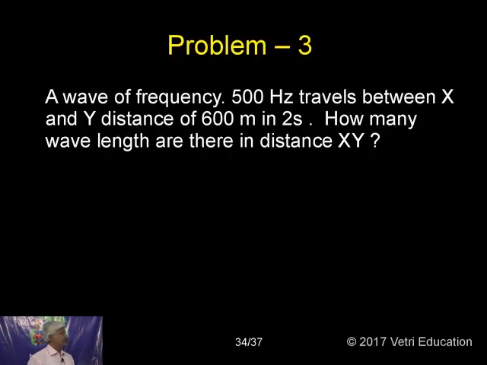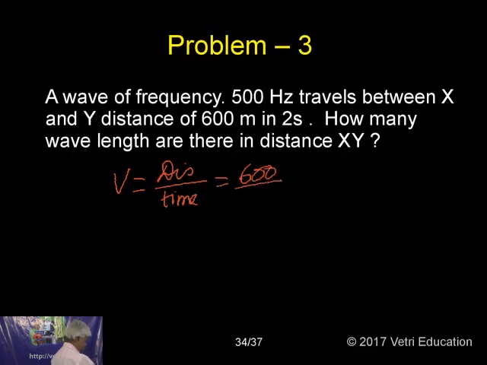A wave of frequency 500 Hz travels between x and y, a distance of 600 meter, in 2 seconds. How many wavelengths are there in the distance xy? So this is again a substitution problem. We know velocity is equal to displacement by time. Here 600 meter in 2 seconds. Therefore 300 meter per second. So what is the velocity in this problem? Simply 300 meter per second.